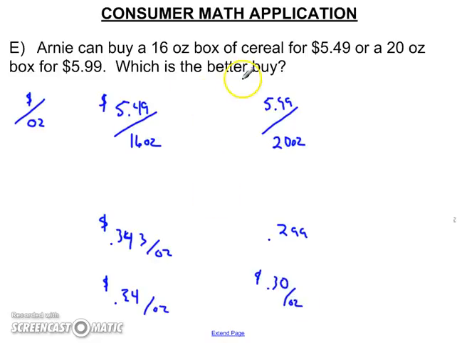Okay, so which is the better buy? Well, obviously, the cheaper per ounce is the better buy. So in this case, the 20 ounce is the better buy. Okay, that's the one that we're looking for in this particular case. It's cheaper per ounce.